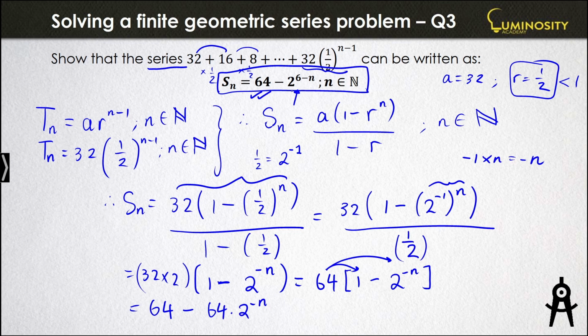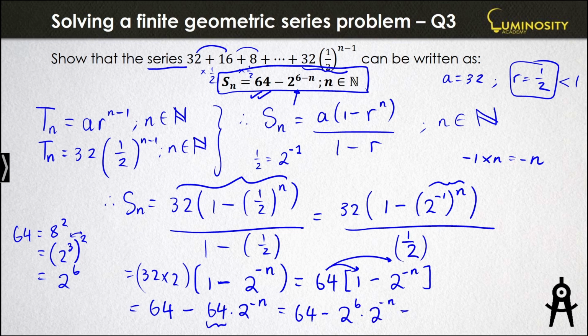You wanted everything as a base of 2. Now 64 as a base of 2, recall. So we know 64 is 8 squared. This is the logic I use. And 8 is 2 to the power 3, and that's to the 2. So 64 is 2 to the power 6, since we multiply the exponents here. So I can rewrite this as 64 minus 2 to the power 6 times 2 to the negative n. But lastly, exponential laws say I'm multiplying these two terms which have the same base. Therefore, I must add the exponents. So I get 64 minus 2 to the power 6 plus negative n, which is just 6 minus n.